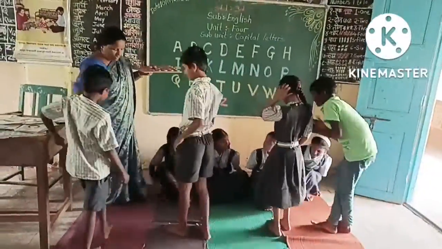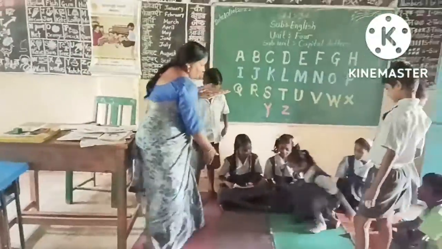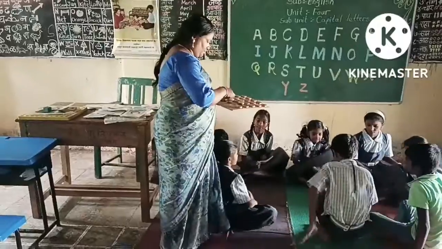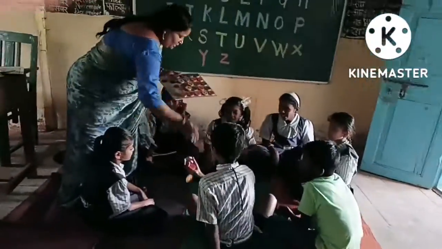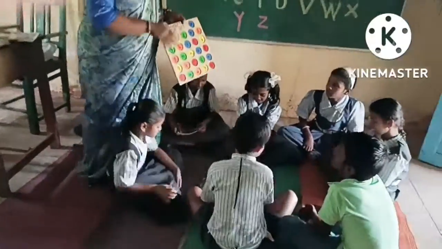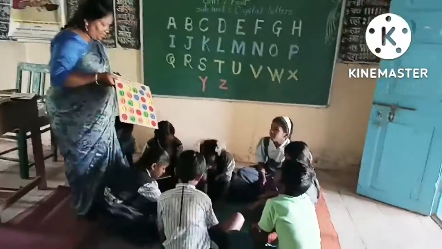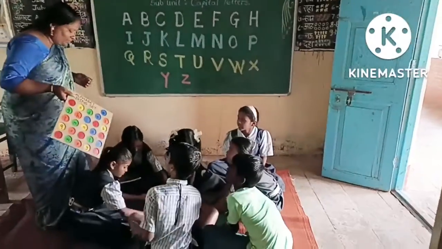You sit here. I will give you some activities. Reva, please sit here. Shreya, sit here. I will give you some capital letters. And look here. These are small letters. You put capital letter on small letter. Okay? Take some letters from this.